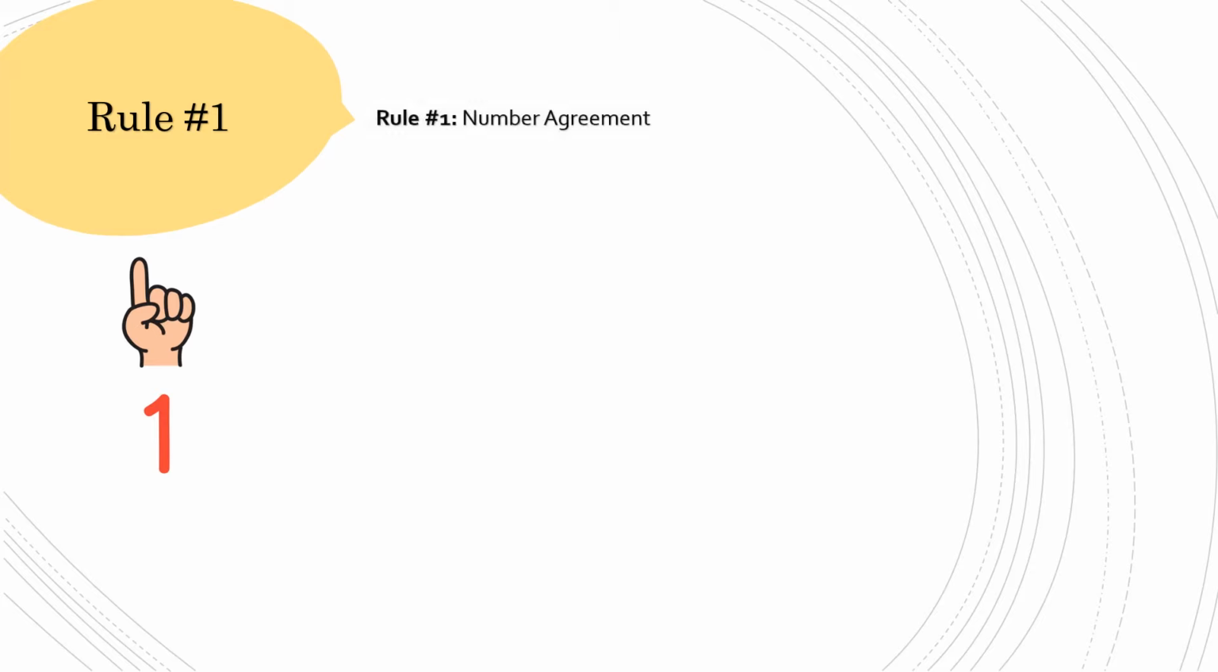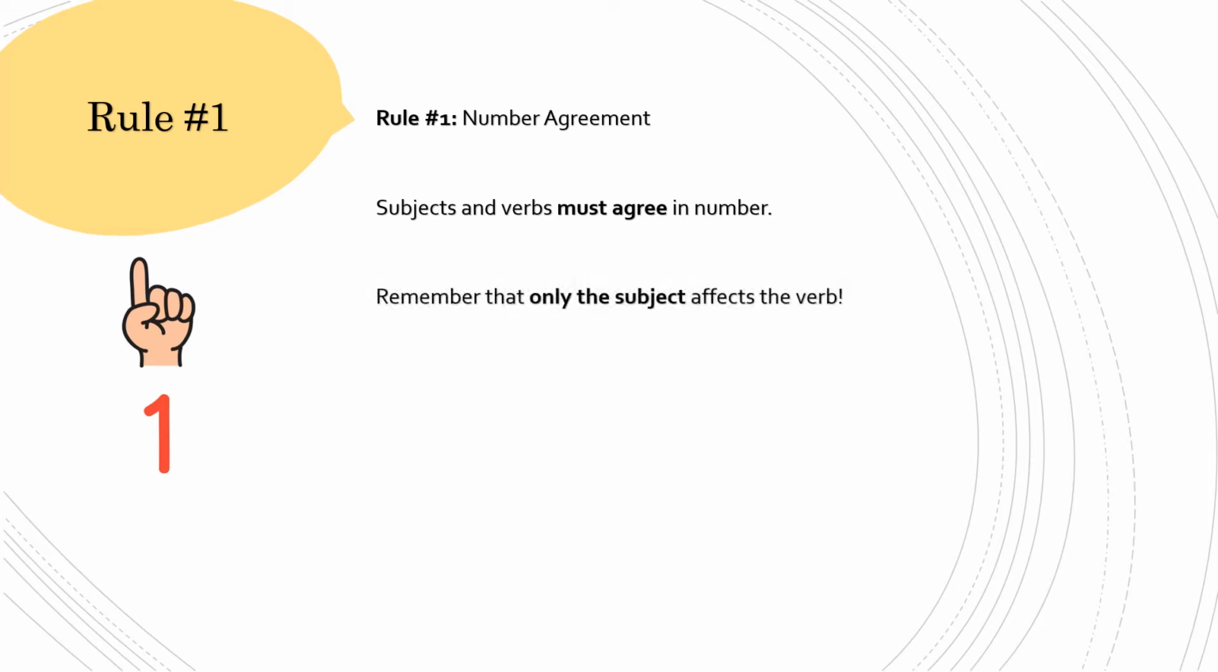Rule number 1. Number agreement. Subjects and verbs must agree in number. Remember that only the subject affects the verb.